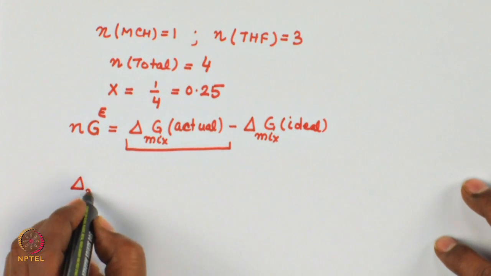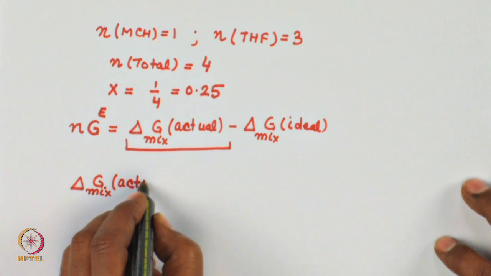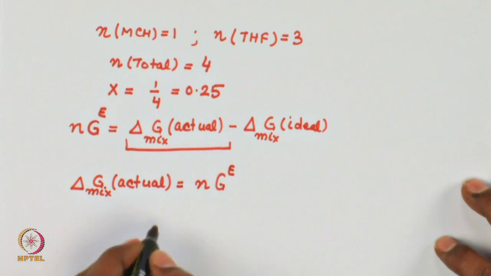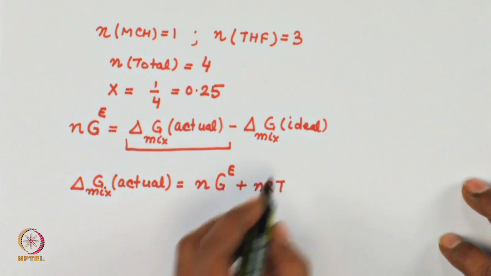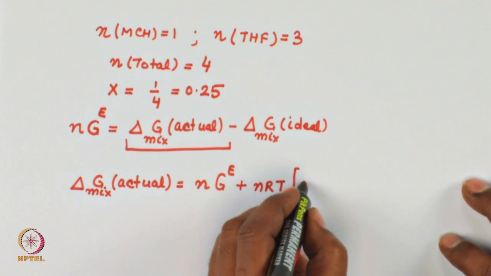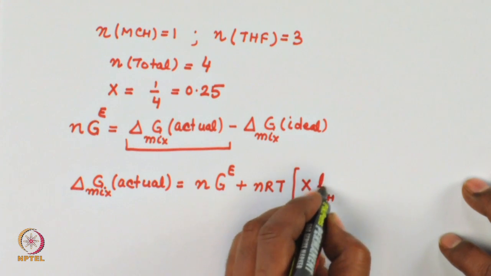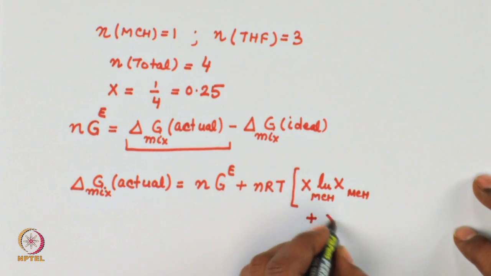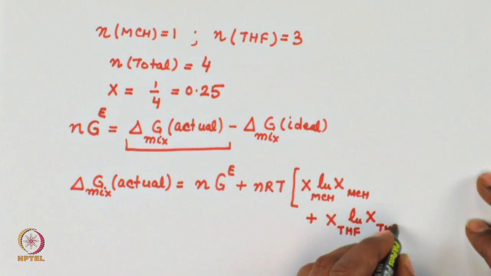So, what I have, delta G mixing actual is equal to n times excess Gibbs function plus n R T, inside I have x MCH log x MCH plus x THF log x THF.